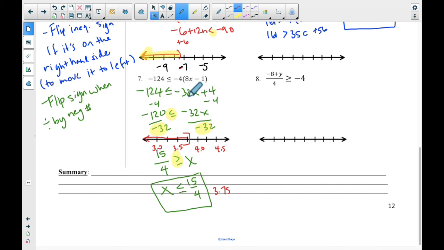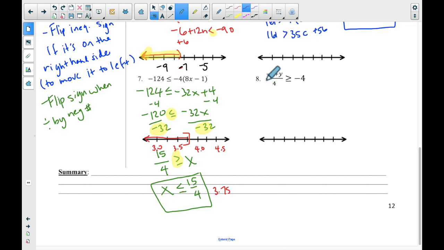As far as checking answers goes, you can plug this number in and it should be equal. But as far as which way to shade it, pick a number that's not that number, but one that's on the side that you're shading. Like 3, that's an easy one. Pick a 3 and plug it in. If it makes this inequality true, then it is shaded correctly.